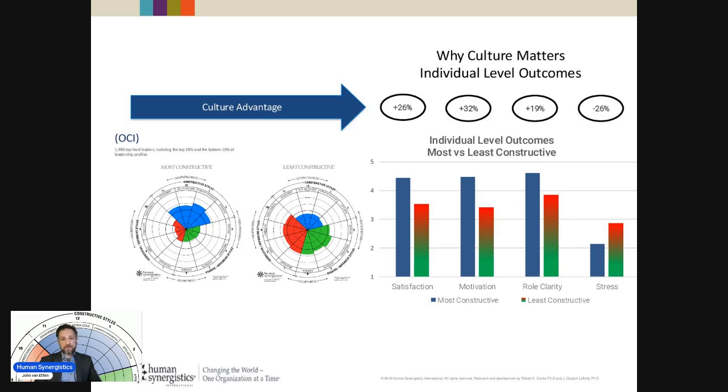What we're seeing here is the same kind of information that we saw on the previous slide. Organizations with more strongly what we call constructive cultures score much more positively in terms of things like employee motivation, satisfaction, goal and role clarity, and much lower on negative well-being outcomes such as stress. So illustrating the fact that culture drives employee well-being and the psychological well-being of our people is a very powerful and important connection to make.